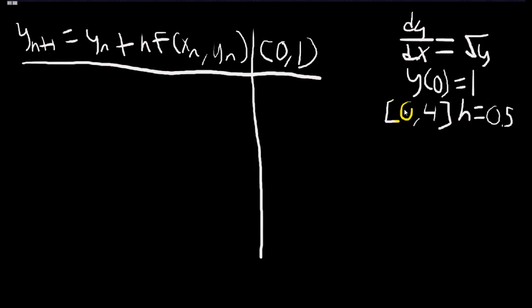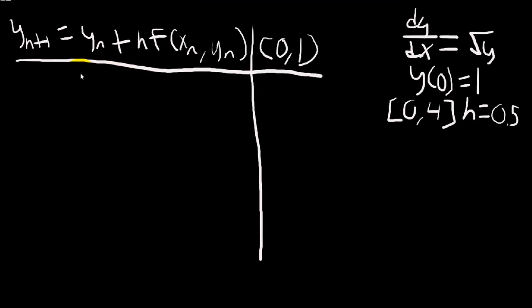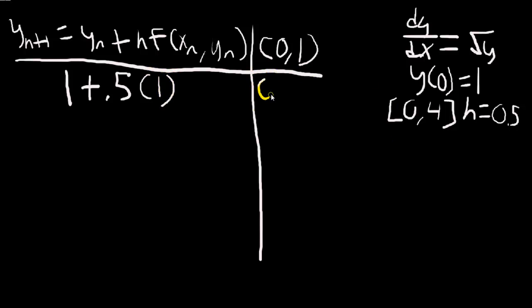So to start out, we'll put in y sub n, which is 1, plus 0.5 times the square root of y, which is 1. So then step size, and then what this comes out to be, which is 1.5. Now there's a bunch more, and in the interest of time, I'll just fast forward through the rest.